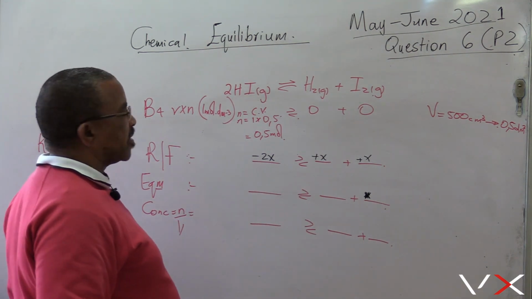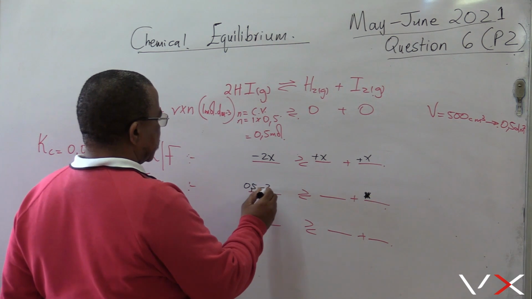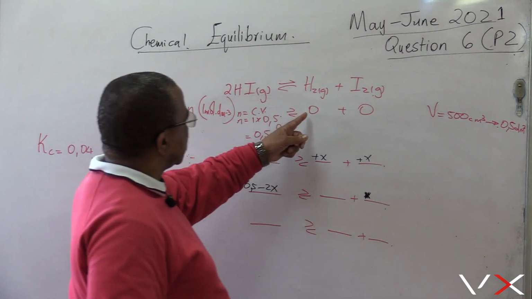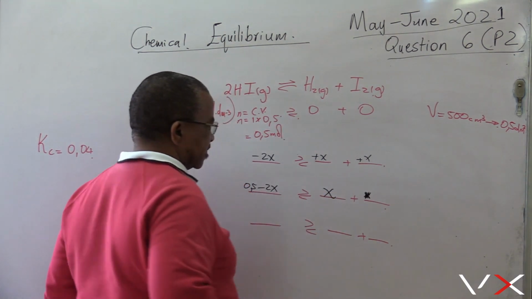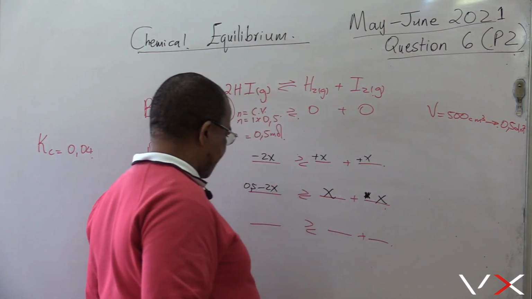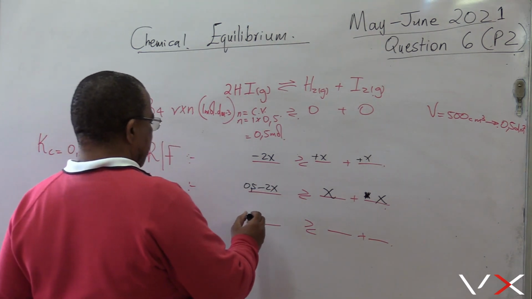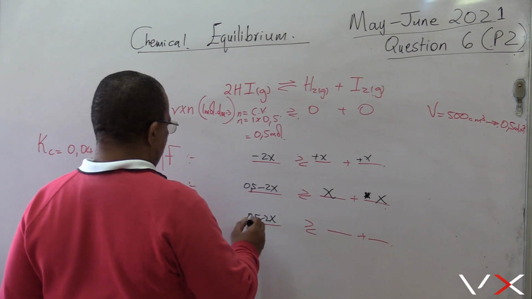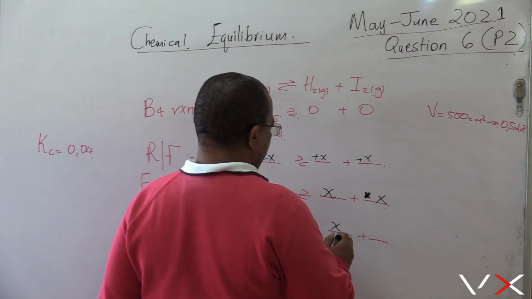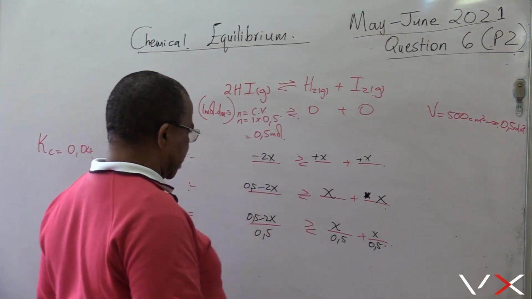So now we have 0.5, and 2x is used up, what remains? 0.5 minus 2x. For H2 we had 0 and x formed, so we have x. For I2 we also had 0 and x formed, so we have x. Okay, now what about concentration? The number of moles at equilibrium over volume 0.5: HI is 0.5 minus 2x over 0.5, H2 is x over 0.5 and I2 is x over 0.5.